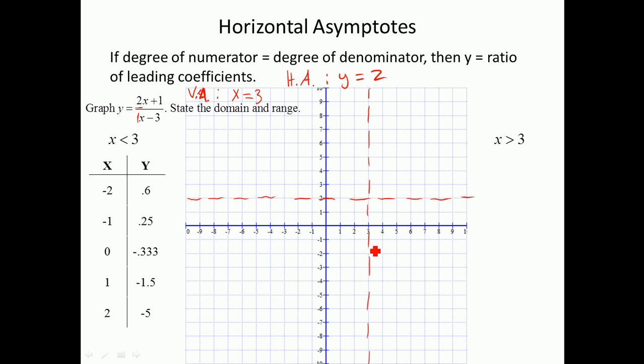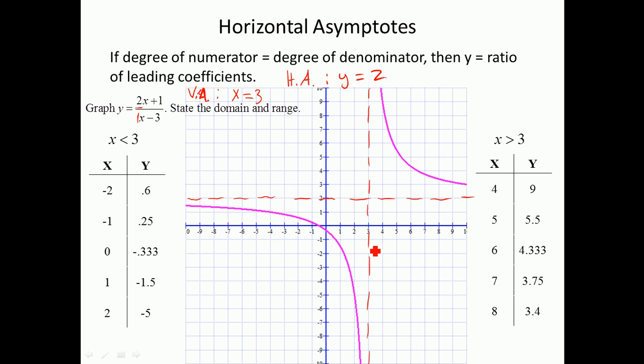Next, if we look at points on the right side of 3, which is x greater than 3, then we're talking about these points. So once we have all those points plotted, we should end up with a graph like that. Notice how this graph approaches the asymptotes but never really touches them. So that's the idea of how to graph it if in fact you have a binomial on the top and a binomial on the bottom.